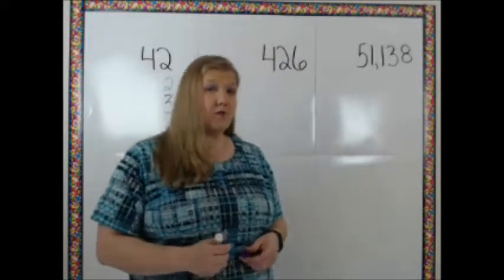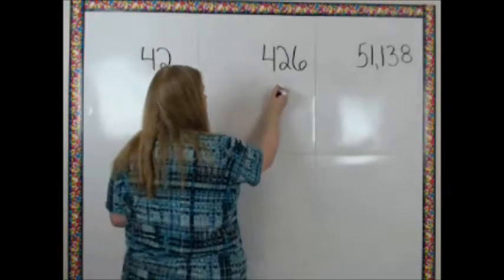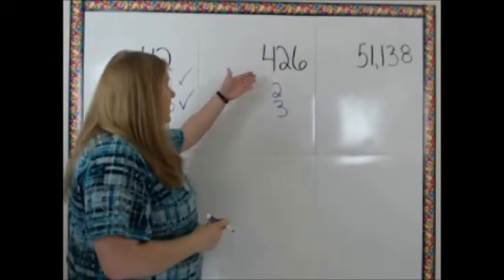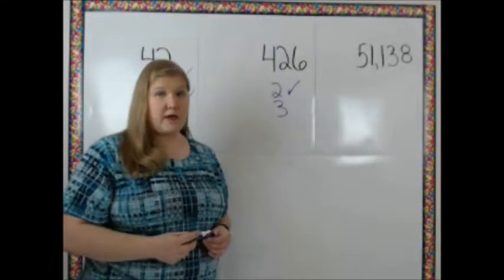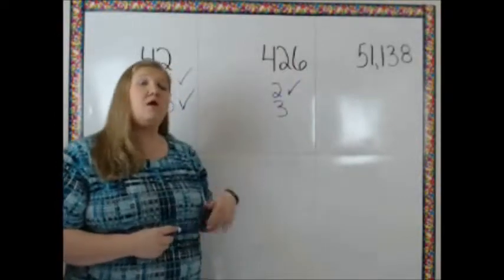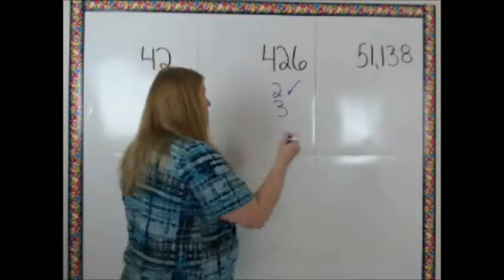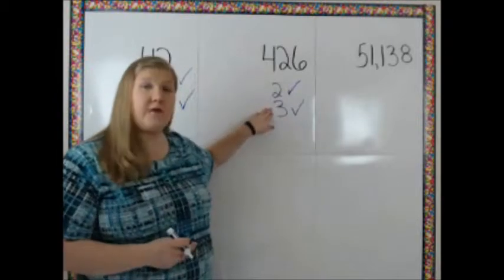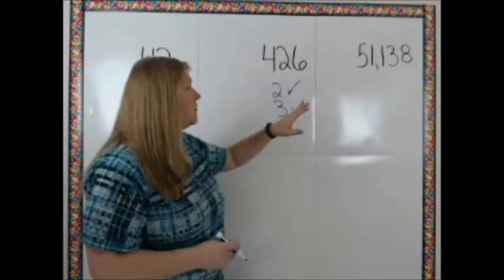Okay, let's move on to one that's a little bit bigger, not quite as intuitive. All right, so again, I'm checking for divisibility by 2 and divisibility by 3. So, is this an even number? Yep, sure is. Now, what about divisibility by 3? Well, 4 plus 2 equals 6, plus another 6 is 12. 12 is divisible by 3, so 426 is divisible by 3. Check. Again, we know this number is divisible by 2 and by 3, so we know this number is also divisible by 6. Moving on to a big number.